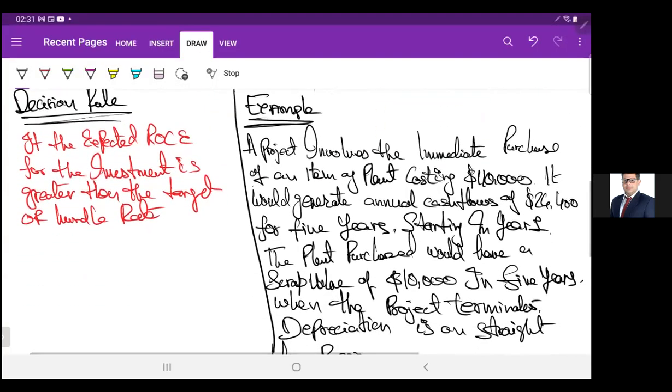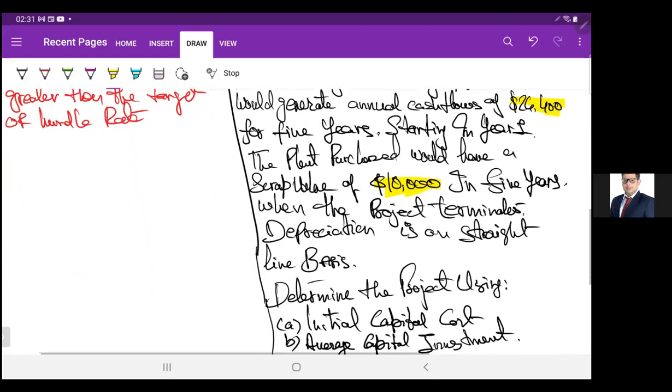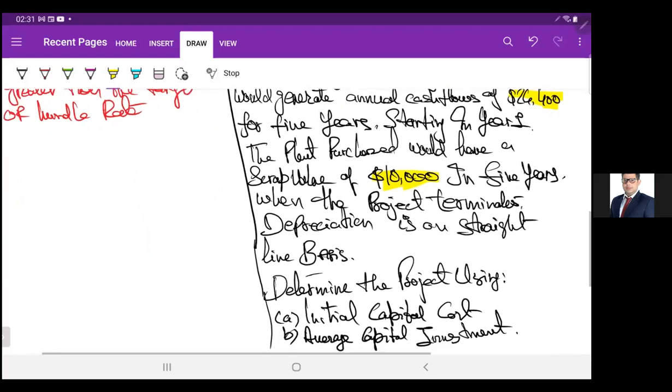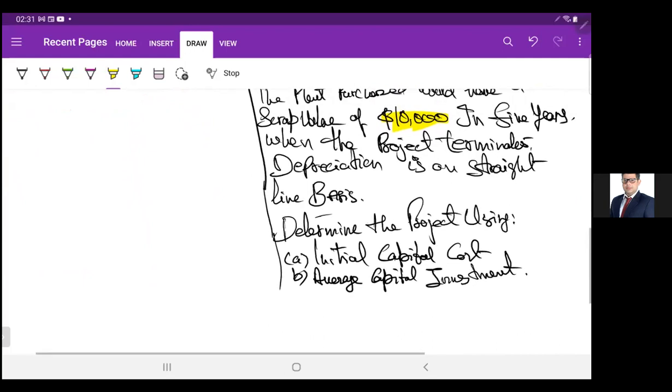Here is the example. A project involves the immediate purchase of an item of plant costing 110,000. It would generate annual cash flows of 24,400 for 5 years, starting in year one. The plant purchase would have a scrap value of $10,000 in 5 years when the project terminates. Depreciation is on a straight line basis. We have to determine the project ROCE using initial capital cost and average capital investment.